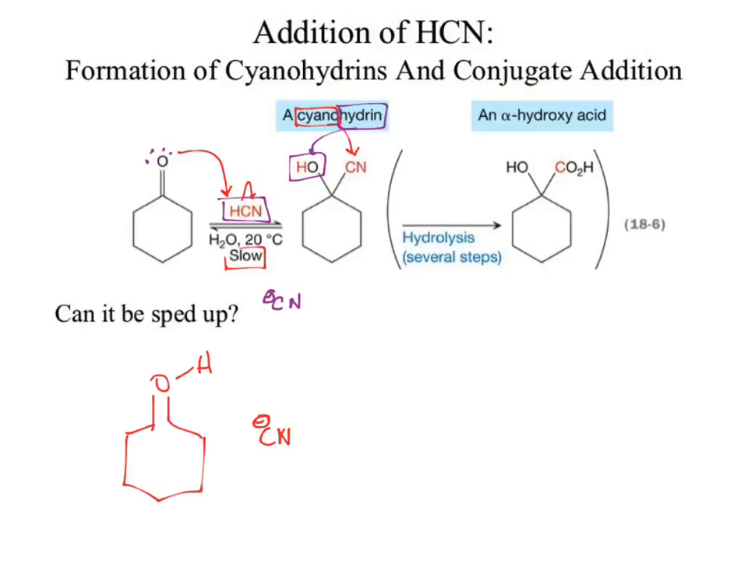If we add an acid outright, what happens? We may protonate the electrophile, but then we don't have the nucleophile. I missed that positive charge.